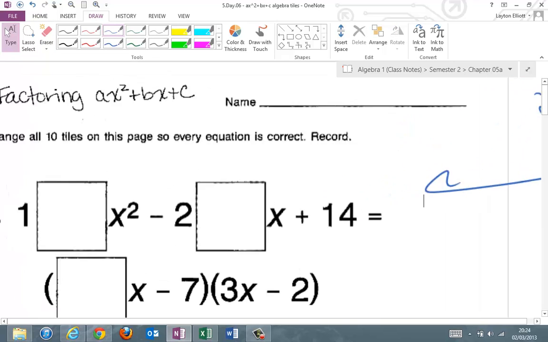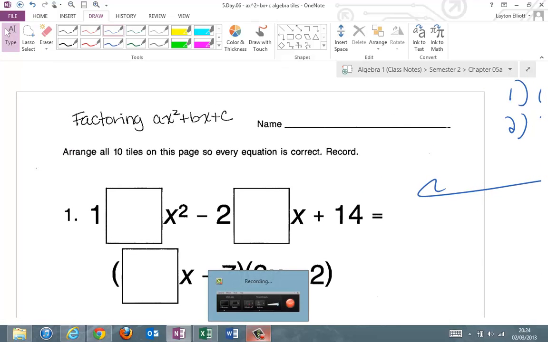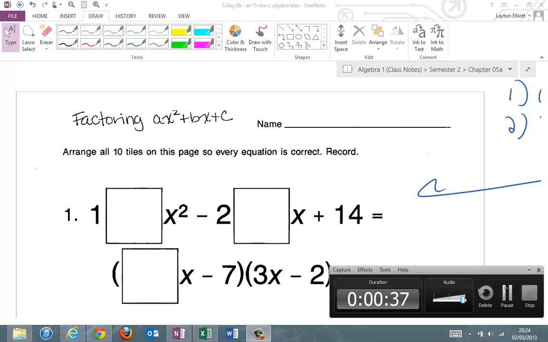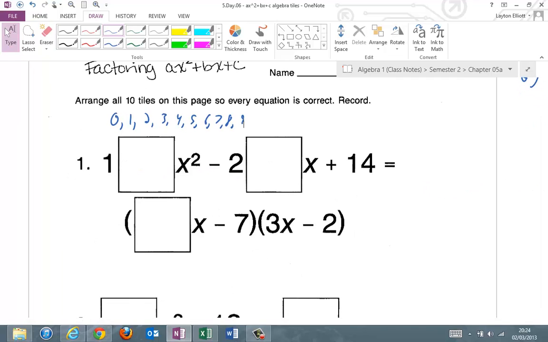Okay, so if we expand on this, remember that with algebra tiles we have digits 0 through 9. And once again, I challenge you to pause this to see if you can do this on your own. It'd go a lot quicker. You don't have to listen to my voice. Okay, number one. We're now looking at the leading coefficient.